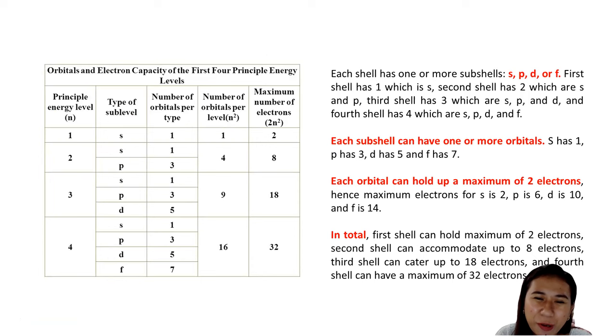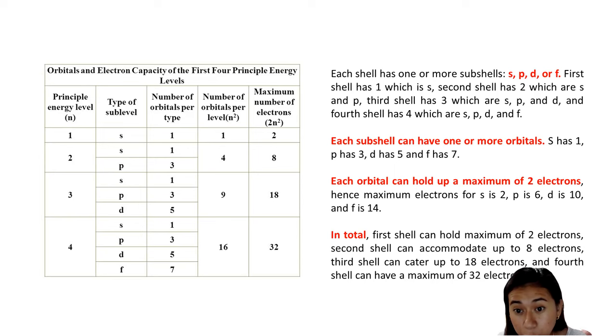Remember this, ha? Each shell has one or more sub-shells. Yung sub-shells natin, yun yung tinatawag natin, SPDF. First shell has one, which is S. Second shell has two, which are S and P. And the third shell has three, which are S, P and D. And the fourth one is SPDF.